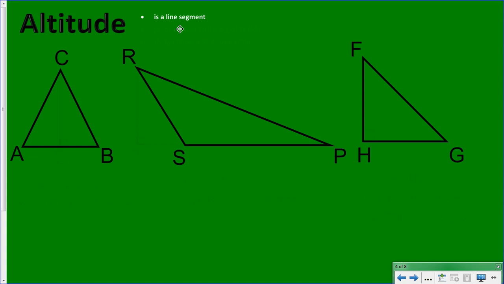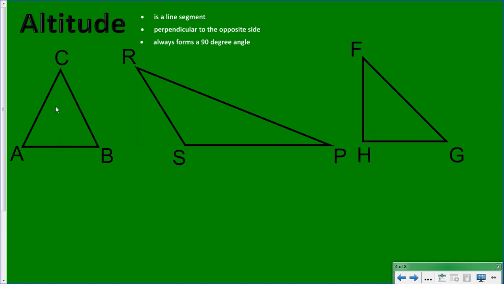And if you think about it, when you go to the doctor's office and you get measured for how tall you are, they don't measure you at an angle, they measure you straight up and down. So it's very important that an altitude is always perpendicular to the opposite side. Okay, perpendicular means that it's going to create what kind of angle? It's going to create a 90-degree angle. So if we look at our first triangle, again we have ABC here.